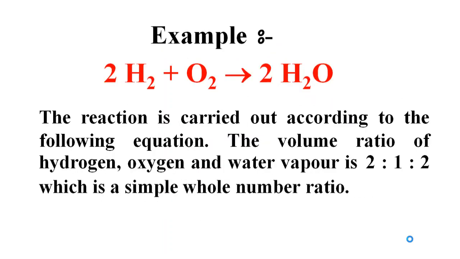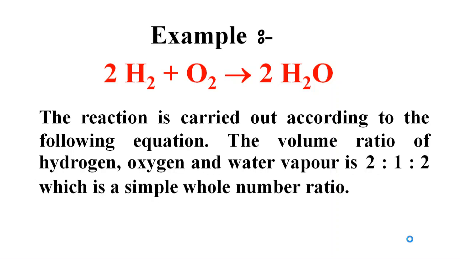Let us take an example. The reaction is carried out according to the following equation. 2H2 plus O2 equal to 2H2O. The volume ratio of hydrogen, oxygen and water vapor is 2:1:2, which is a simple whole number ratio.